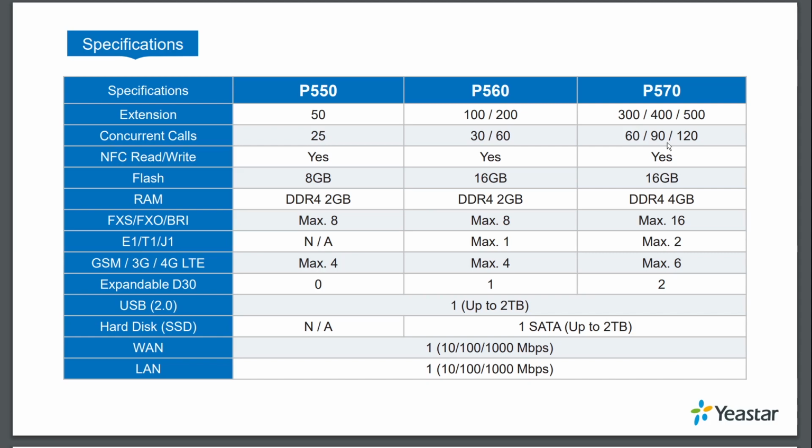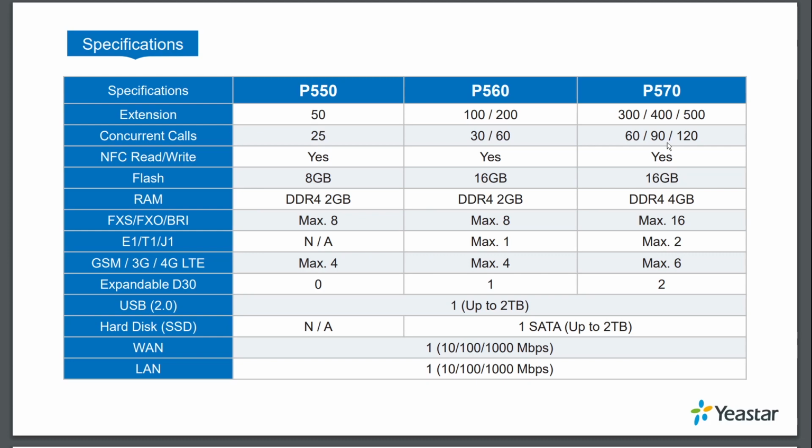All right. Now let's check on P560. Well, P560, as I mentioned, originally you can have 100 users, 30 concurrent calls, but you can use our D30 expansion module. So you will be able to have 200 users and 60 concurrent calls maximally. All right. Again, it can also support NFC. It can also support flash. Flash will be 16 gigs. RAM will be 2 gigs, same as what we have on P550.